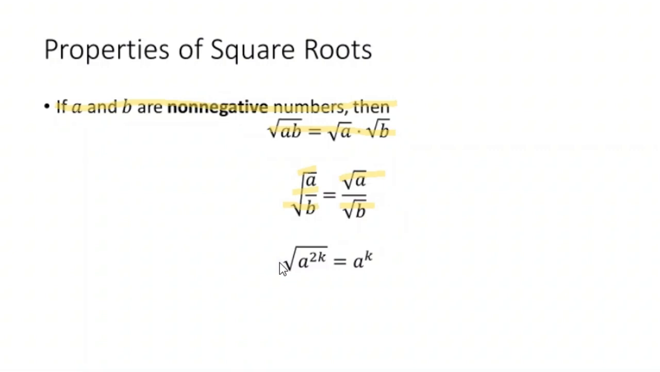And the third property is the square root of a to the 2k equals a to the k. The reason why this property is true is because a to the k squared, thanks to power to a power, equals a to the 2k. So the square root of a to the 2k would equal a to the k. These properties are very useful when it comes to simplifying expressions that involve radicals.